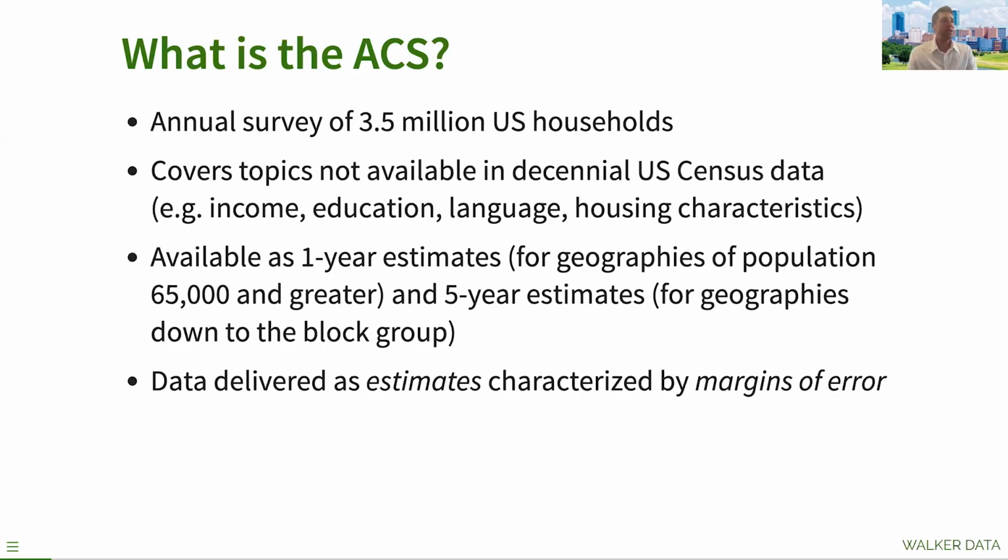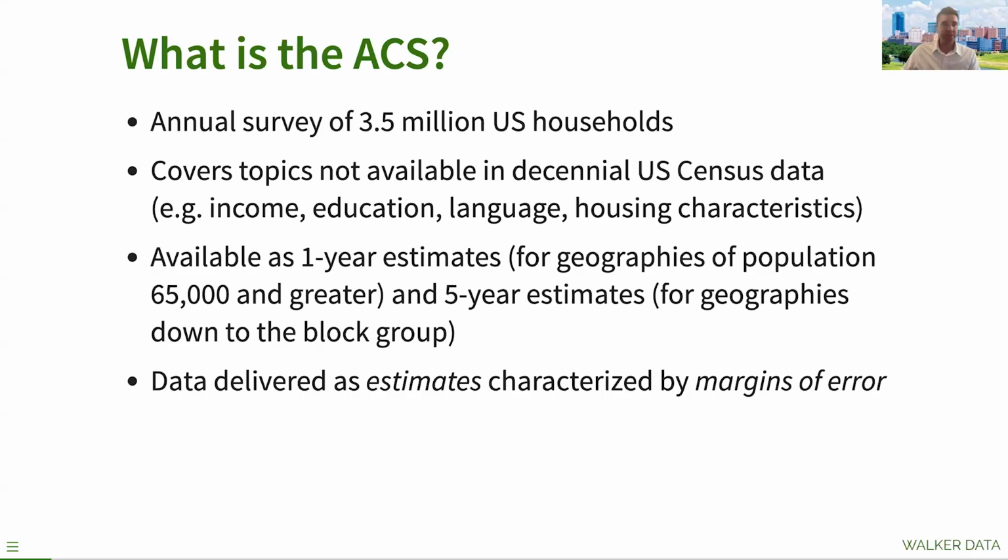The data are available as 1-year estimates for geographies of population 65,000 and greater, and then 5-year estimates. So what you'll have is a pooled sample for geographies all the way down to the census block group. And you get back from the ACS estimates characterized by a margin of error.